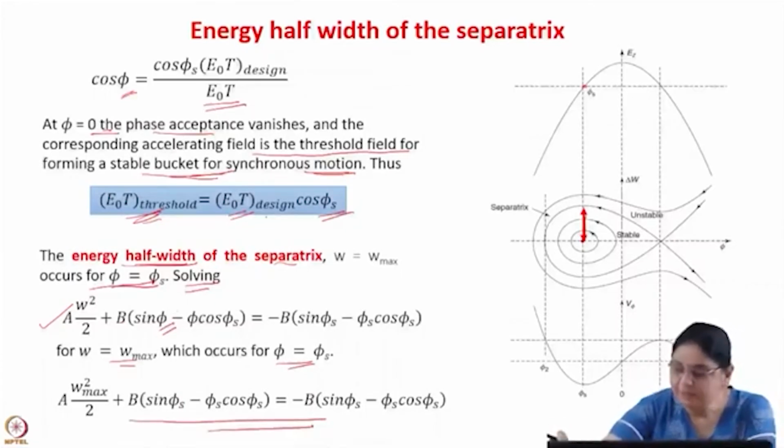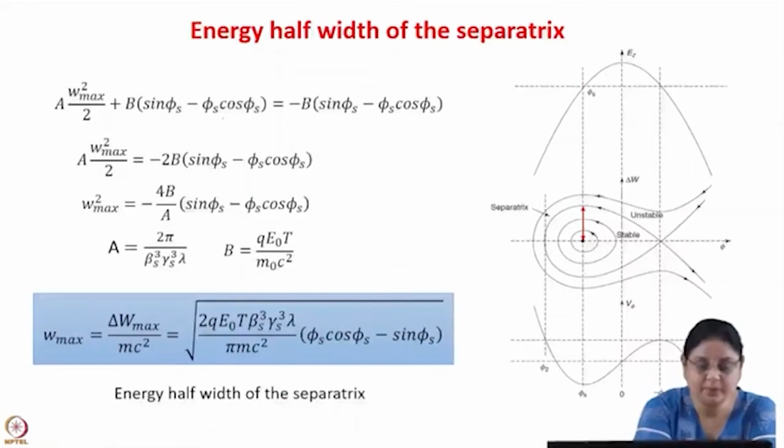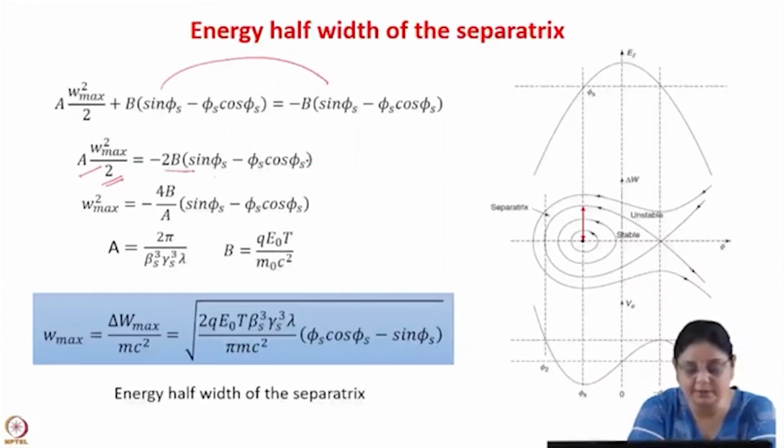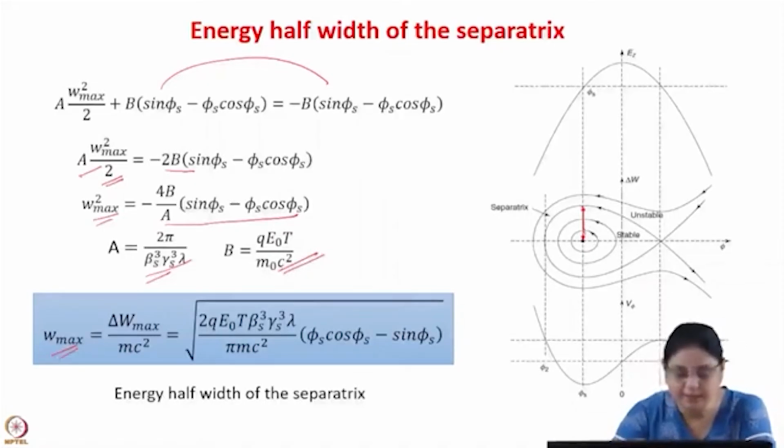Now simplifying it further, we get a w square max by 2 is equal to minus 2b, which we can take on the right hand side, minus 2b (sin phi s minus phi s cos phi s). So from here we can calculate the value of w max square. It comes out to be this. We can substitute the values of a and b, which are constants, to get the value of w max. So this w max can be calculated.